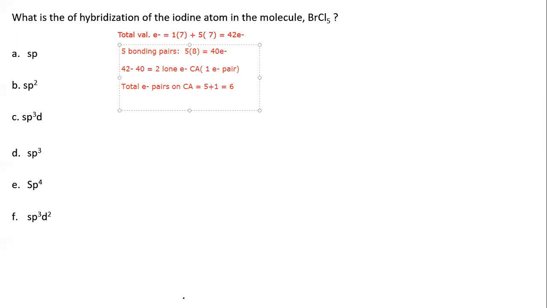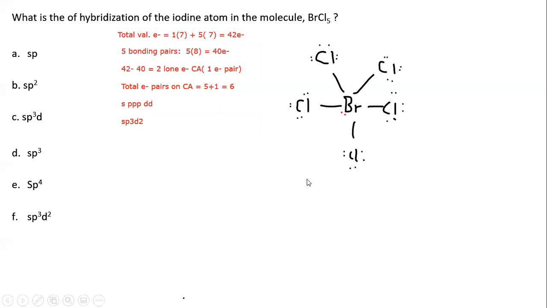So what you can do is you go S, that's 1, P, P, P. Now we have 4, D, D, and it's sp3d2. That adds up to 6. Now if you want to draw the Lewis structure, this is what the Lewis structure looks like.